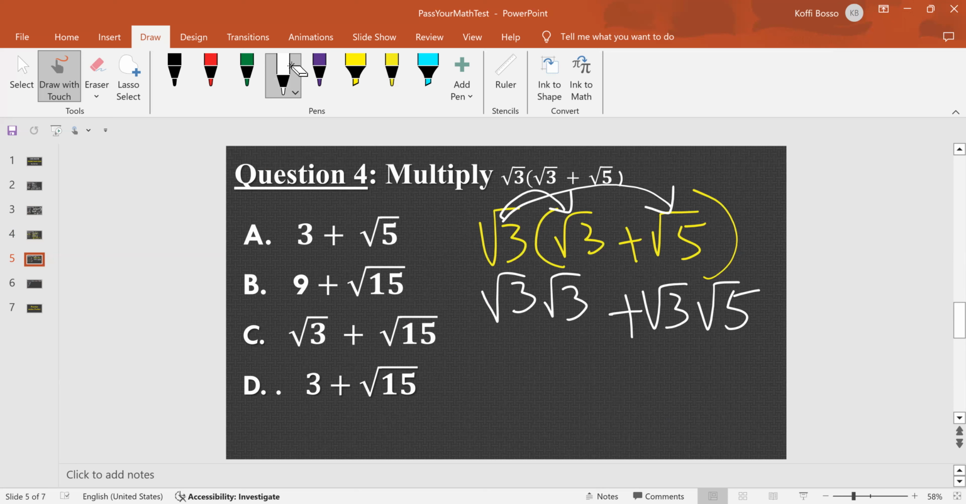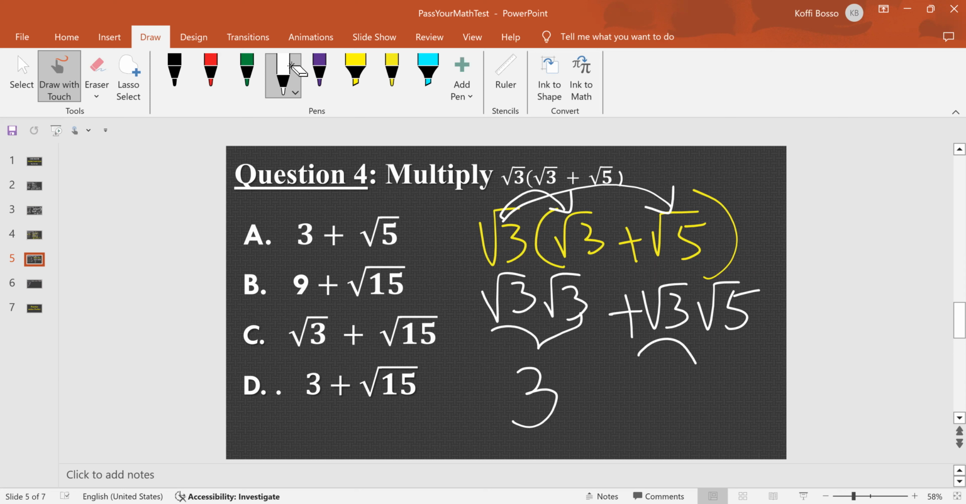Every time I see square root of 3 multiplied by the same square root of 3, this will return to a regular 3. So 3 without a square root. You may say, oh, this is a square root of 9, which is also good. But what is square root of 9? It is a regular 3. So we can just write a regular 3 without using square root of 9.